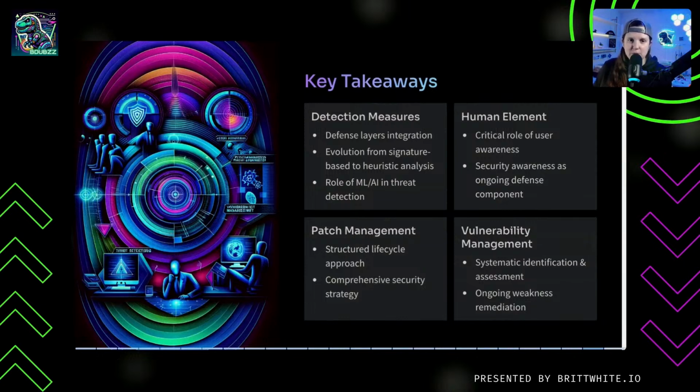We then tackled patch management, exploring the structured lifecycle approach to keeping our systems secure. This goes beyond simply applying patches. It's about maintaining a comprehensive security strategy. Finally, we covered vulnerability management, where we systematically identify, assess, and address security weaknesses. These security operations fundamentals are essential for not only your CISSP success, but also as you grow as a security professional. Take time to review and understand each of these concepts thoroughly.